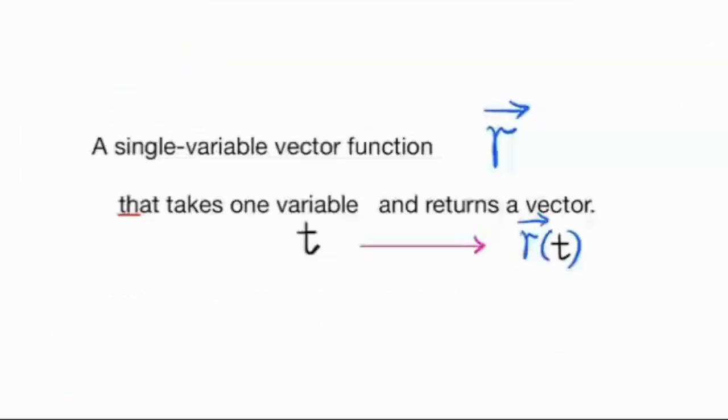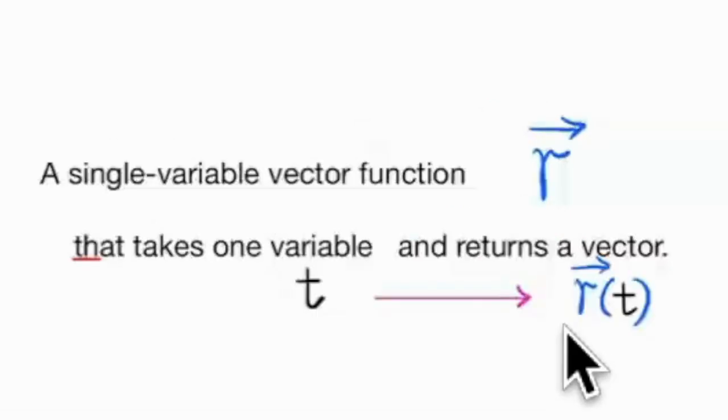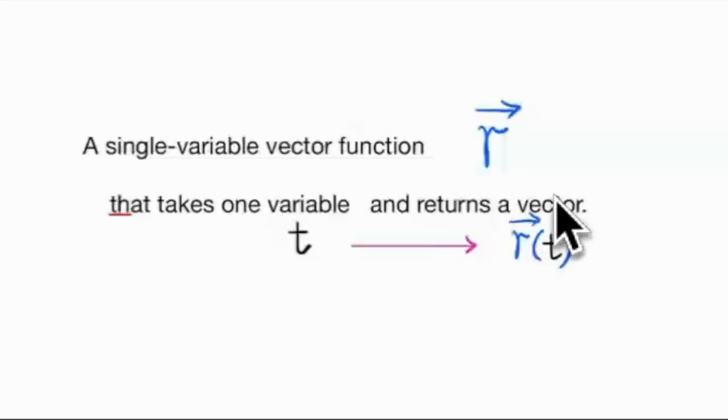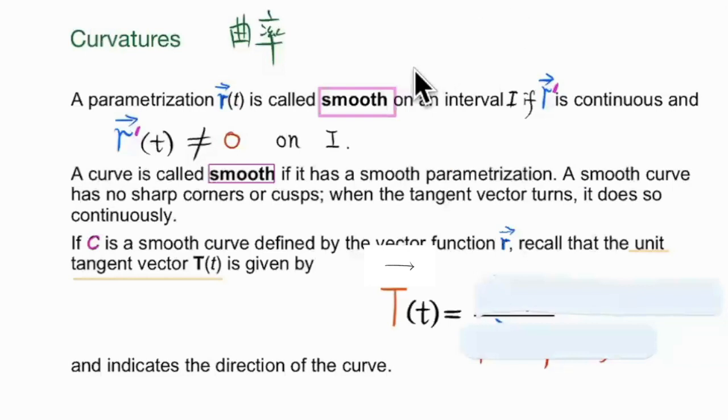First, let's review what a single variable vector function is. A single variable vector function R takes one variable, usually t, and returns a vector R of t. We are mostly interested in R of t being a three-dimensional vector. Now, we have this new definition.